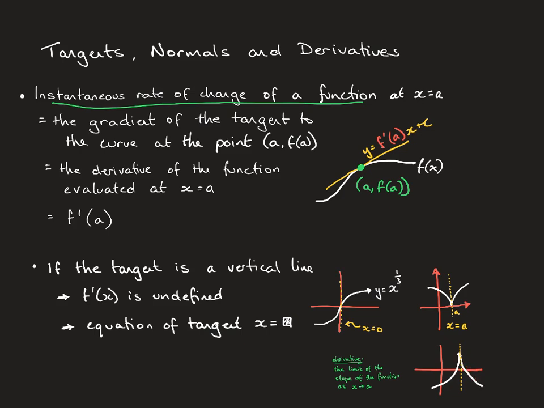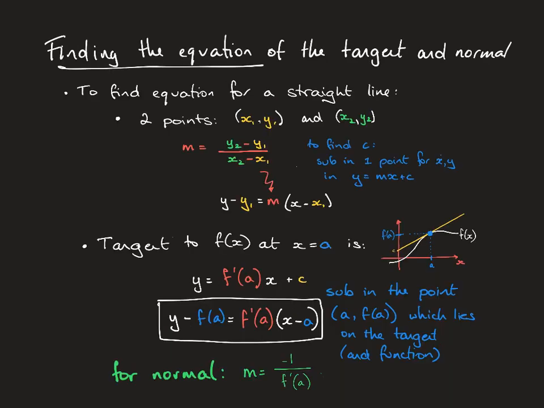Okay, so the key is to remember that the derivative is the limit of the slope of the function, the limit of the slope. That will help you to determine whether the derivative is defined or not. So one of the things we're often asked to do is to find the equation of the tangent or the normal. So to find the equation of the tangent or the normal is to find the equation for a straight line.